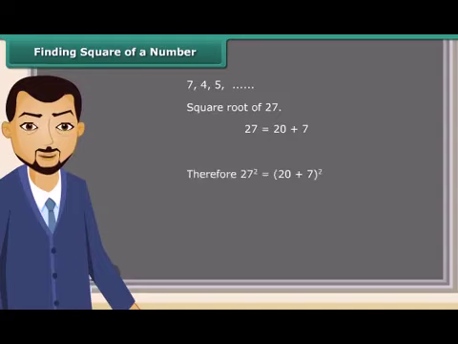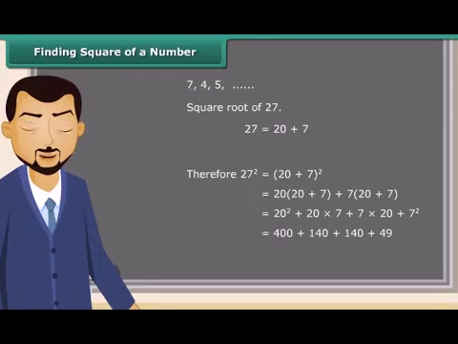Therefore, a square of 27 is equal to (20 + 7) whole square, which is equal to 20 into 20 plus 7 plus 7 into 20 plus 7, which is equal to 20 square plus 20 into 7 plus 7 into 20 plus 7 square, which is equal to 400 plus 140 plus 140 plus 49, which is equal to 729.